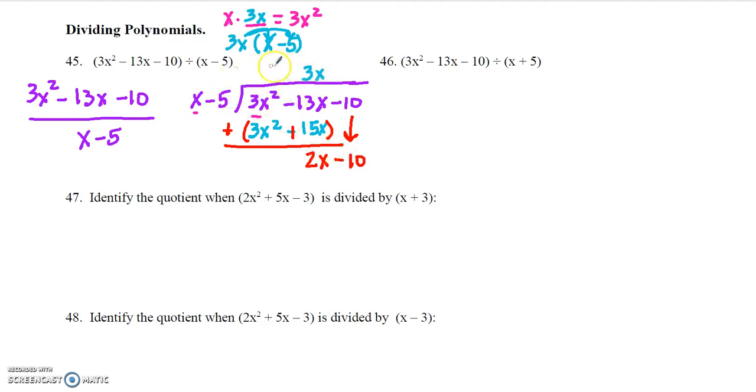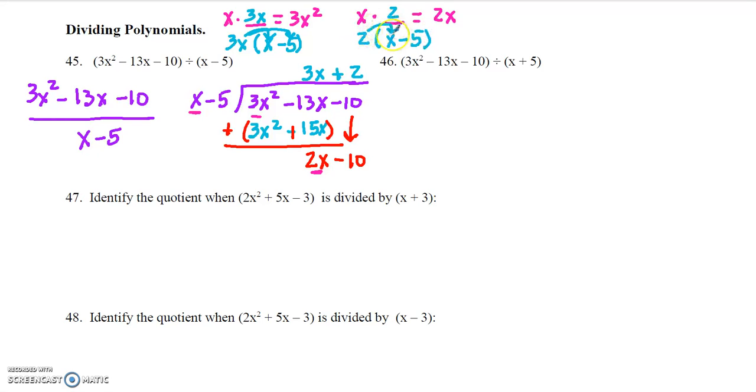And now I'm going to do all of this again. So I'm going to start with, again, the first term, and I'm trying to get this first term. So now I'm saying x times what is going to give me 2x. And it looks like I probably have to multiply by a 2. So that 2 is going to go here, and it's a positive 2. So I'll put that with a plus sign, and then I'm going to say 2 times my divisor out here. So 2 times x minus 5.